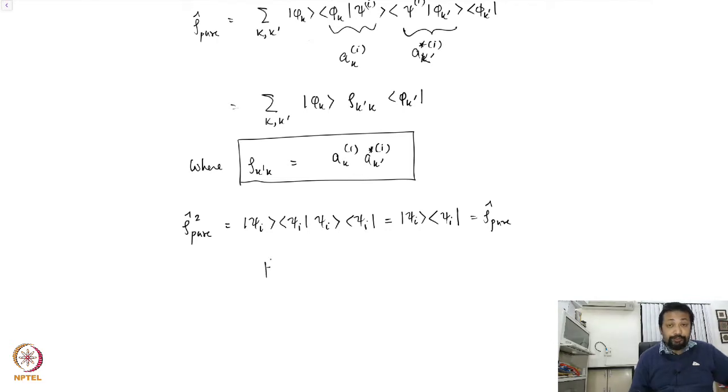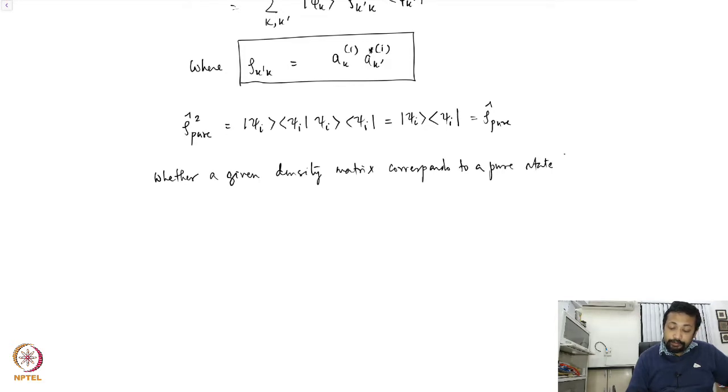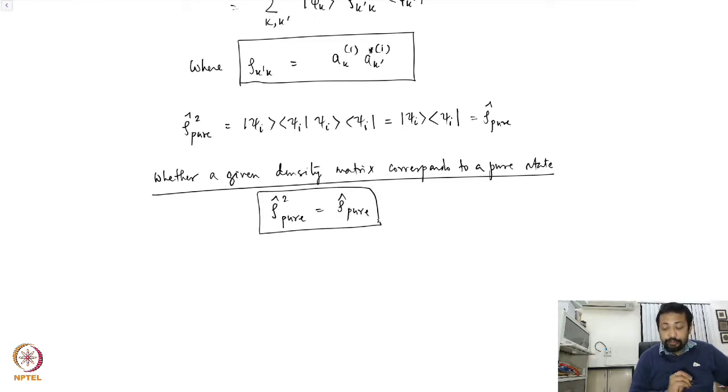So for any pure state, if you want to determine whether a given density matrix corresponds to a pure state or not, you have to check the condition rho hat square pure must be equal to rho hat pure. It's a property of the projection operator for this.